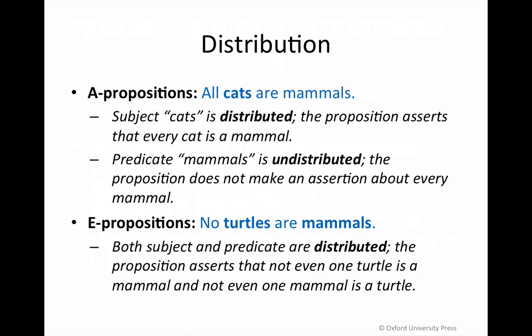Let's go back up to the A proposition really quickly so you can see the distinction. Every single cat is a mammal, but we can't say, correctly anyway, that every mammal is a cat. That's because the logic of the affirmative universal, that is the A proposition, does not allow us to say that mammals are distributed. Only the S class, in this case the cats class, is distributed. Back down to the E proposition, it is the case that every single turtle is excluded from the mammal class and every single mammal is excluded from the turtle class. Hence, the E proposition distributes both the subject and predicate classes.